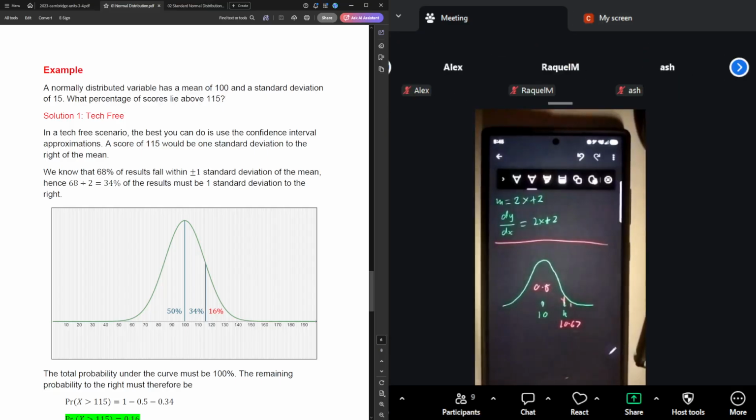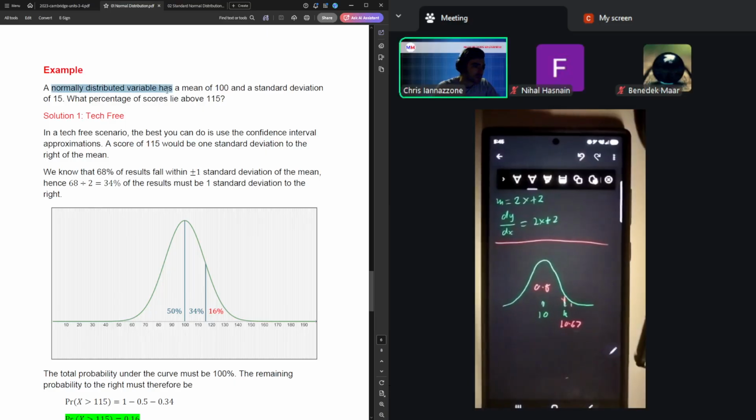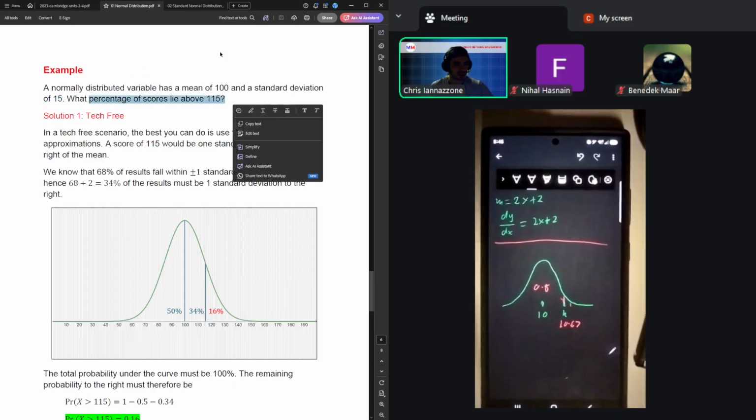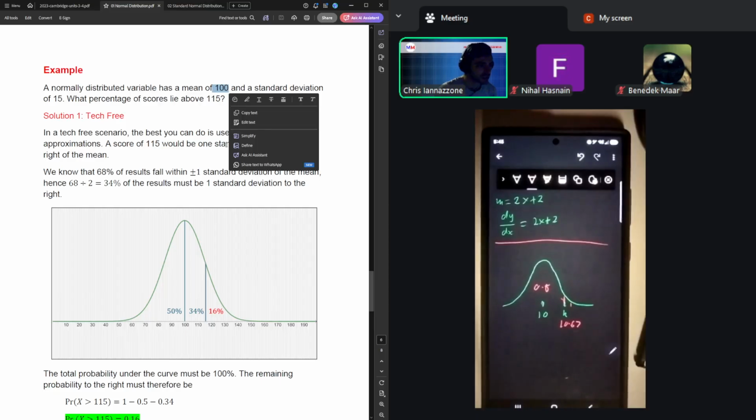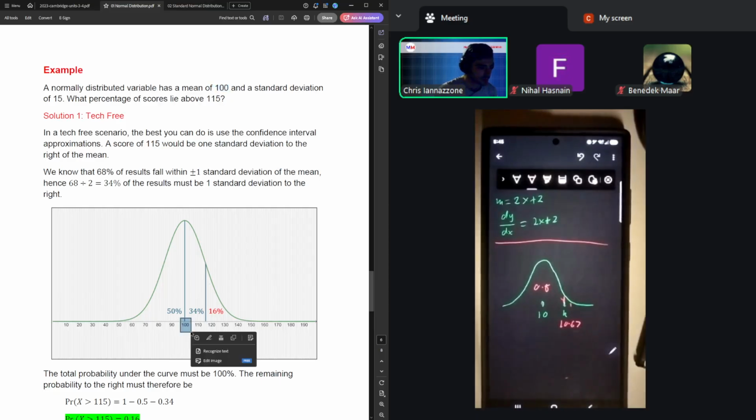So, how do we handle them? Let's have a look. A normally distributed random variable has a mean of 100, standard deviation of 15. What percentage of scores lie above 115? First thing I want to do in a tech-free environment is just draw that normal distribution. The only thing you really care about for now is getting the bell curve right and setting the center of it equal to the mean. Right, so you've got 100 as the direct center of that.